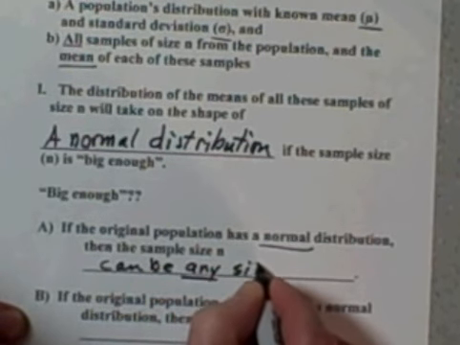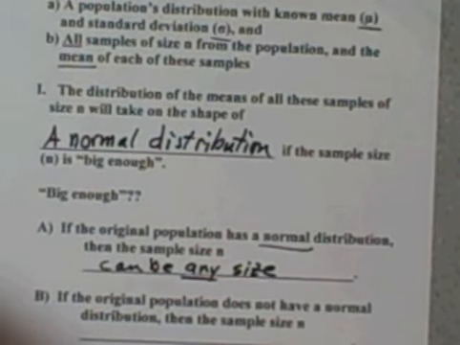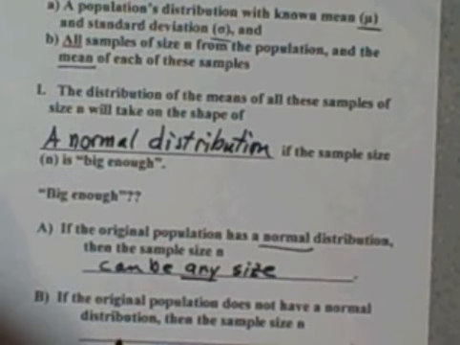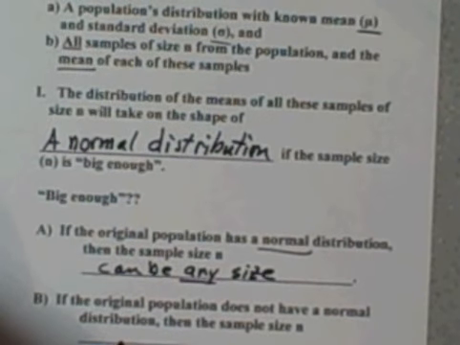And by any size, what do I mean? I mean any size. It can be anywhere from 1 to 10,000. The sample size doesn't matter. You will still get a normal distribution. Now, the bigger your sample size, maybe the more perfect a normal distribution you'll get. But even with a sample size of 1, that'll work out fine.